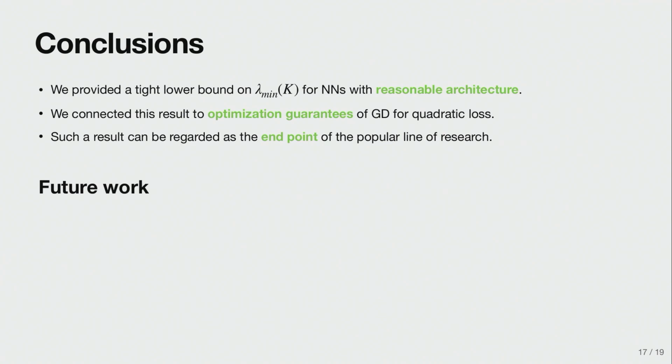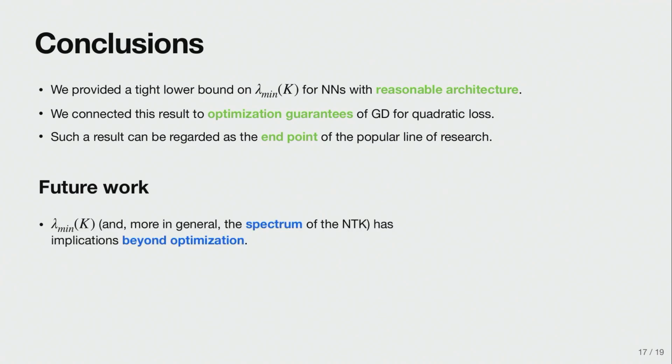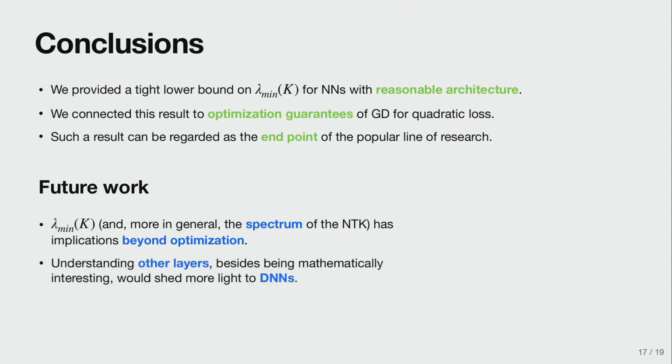And to mention some possible future works, I just would want to stress the fact that the smallest eigenvalue of this kernel is not related only with optimization, but with many more things. And understanding other layers beside the very last layer, beside being mathematically interesting, could be very insightful for understanding the role of depth in these kernelized models.